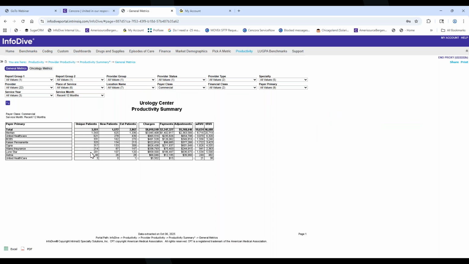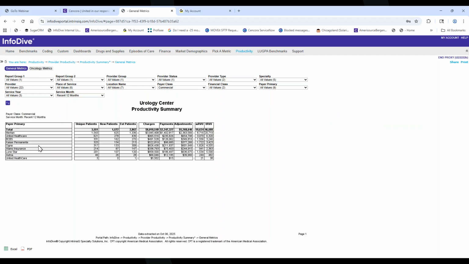So just a quick way to know that if you're going to drop a plan because the reimbursement rate's really low, or you're going to try to renegotiate, come in here to see how many people you're actually impacting. So this again is under that productivity summary.